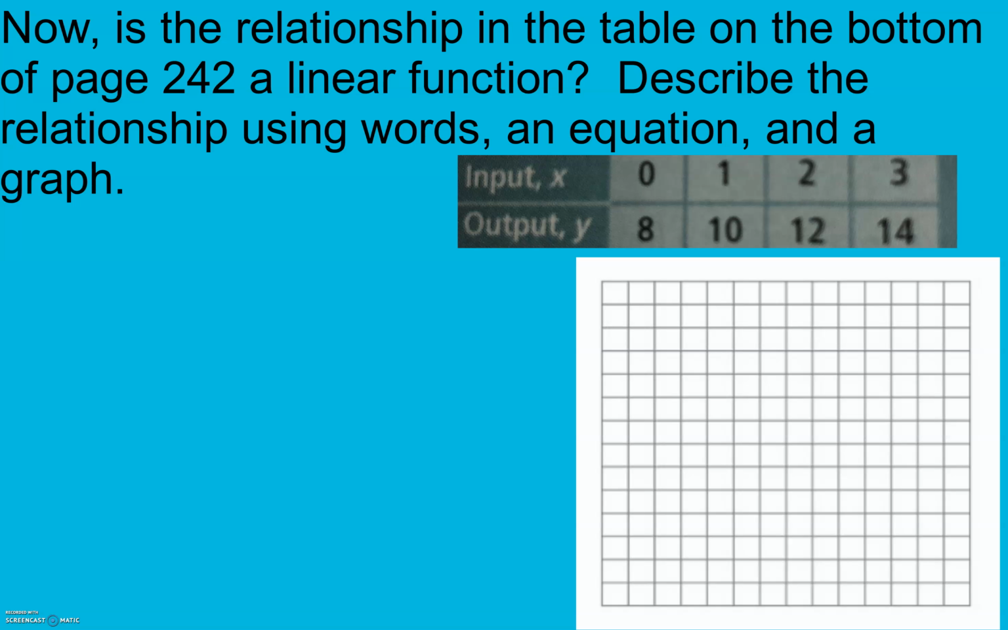Now, it says, is the relationship in the table on the bottom of page 242 a linear function? Describe the relationship in words, an equation, and a graph. So if we look here, I go up by 1, I go up by 1, I go up by 1. Here I go up by 2, I go up by 2, I go up by 2. So my ratio of outputs to inputs is 2 over 1, 2 over 1, and 2 over 1. So since my ratio of outputs to inputs is the same every time, yes, it is linear and a function.